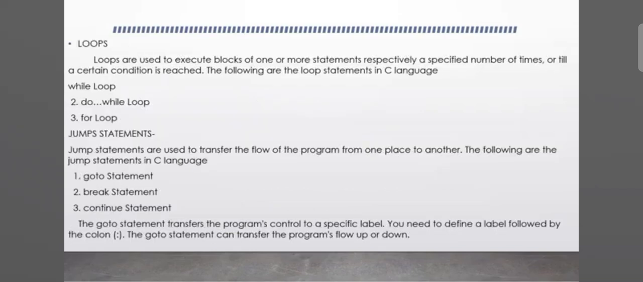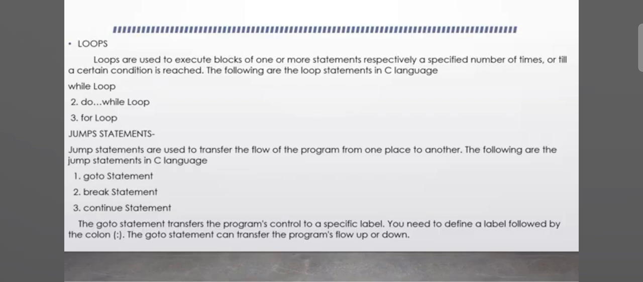Loops. Loops are used to execute blocks of one or more statements a specified number of times or till a certain condition is reached. The following are the loop statements in C language: while loop, do while loop, for loop. Jump statements. Jump statements are used to transfer the flow of the program from one place to another. The following are the jump statements in C language: goto statement, break statement, continue statement.